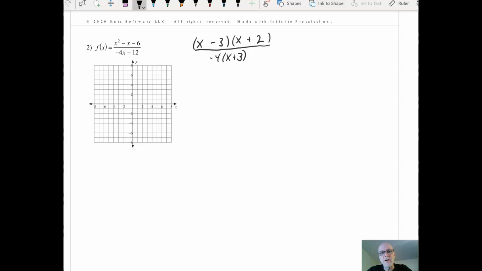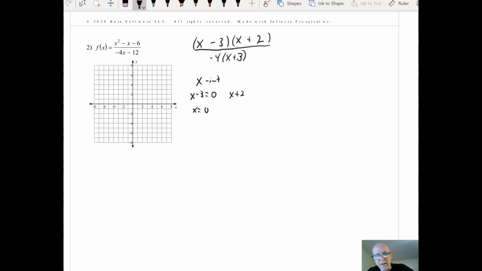I'm still going to be cautious about our vertical asymptote, and here's what I mean by that. Let's get our x-intercepts. That's pretty standard here. There's nothing unusual about that one. So the x-intercepts are going to be where x minus 3 equals 0, or x equals 0.